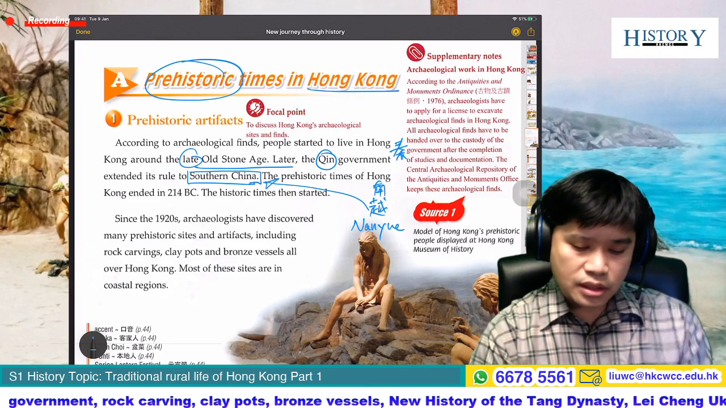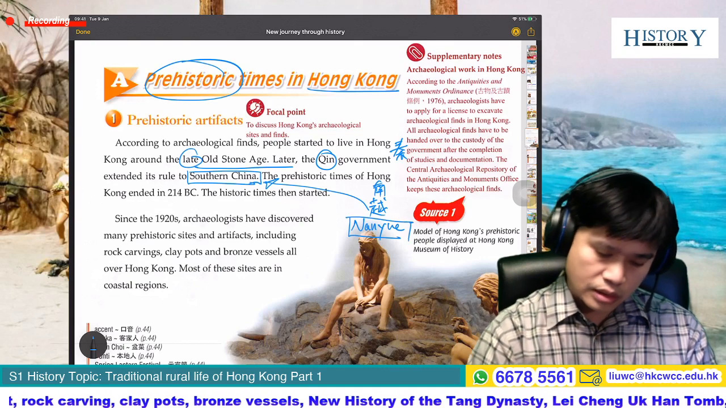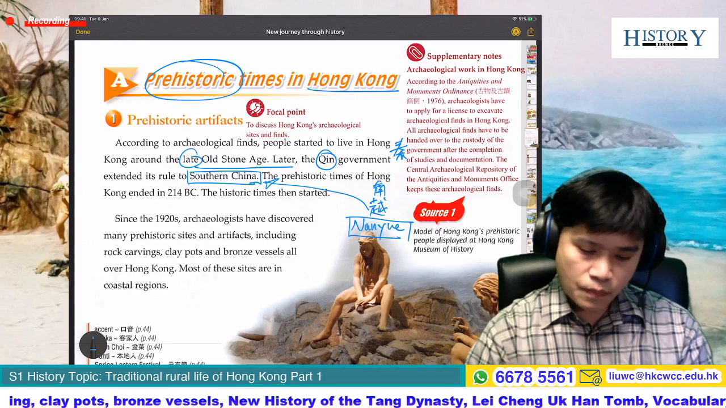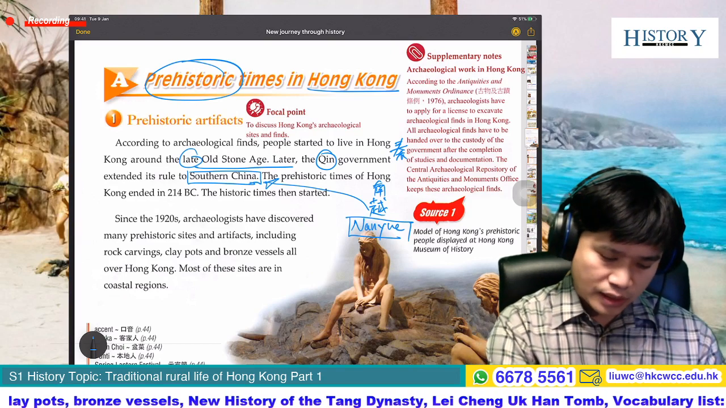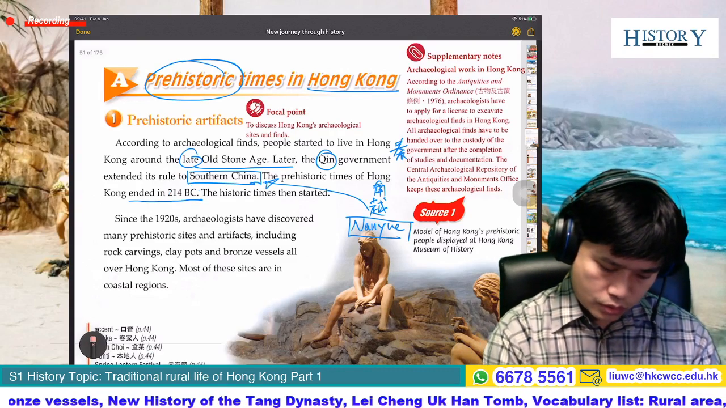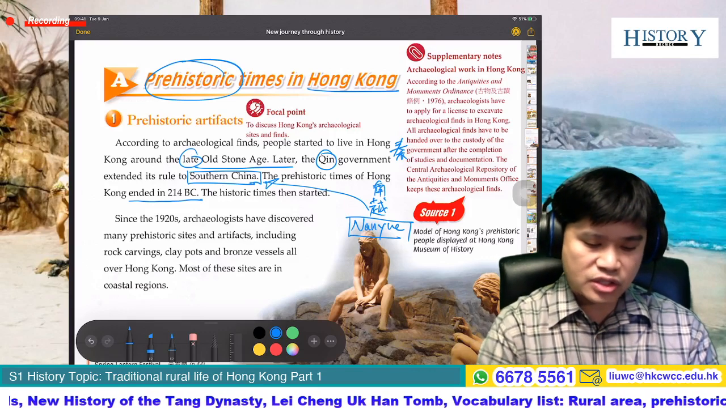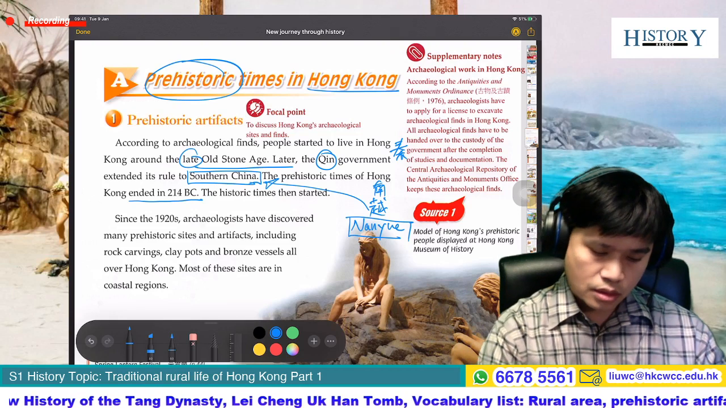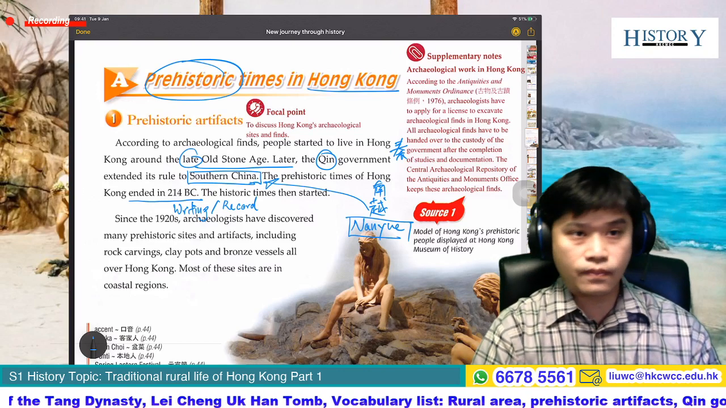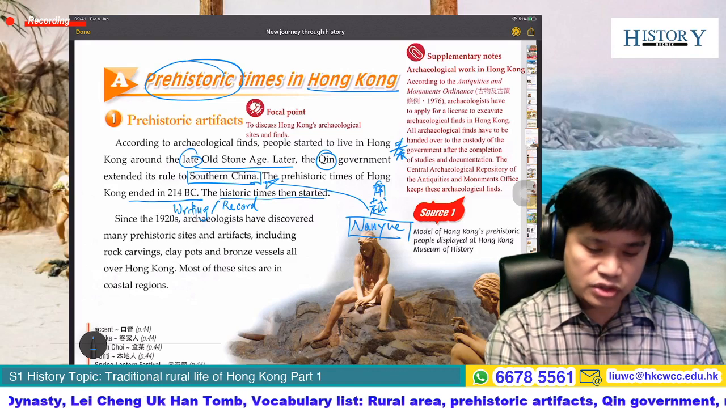So the Qin government actually conquered southern China. Here it was a country, or a territory of a kingdom, and we would say the prehistoric times of Hong Kong end at this time, 214 BC. Why? Because once the Qin government extended its rule to southern China, it means writing, or what we call record, will start from that time. Then we say the historic times start.